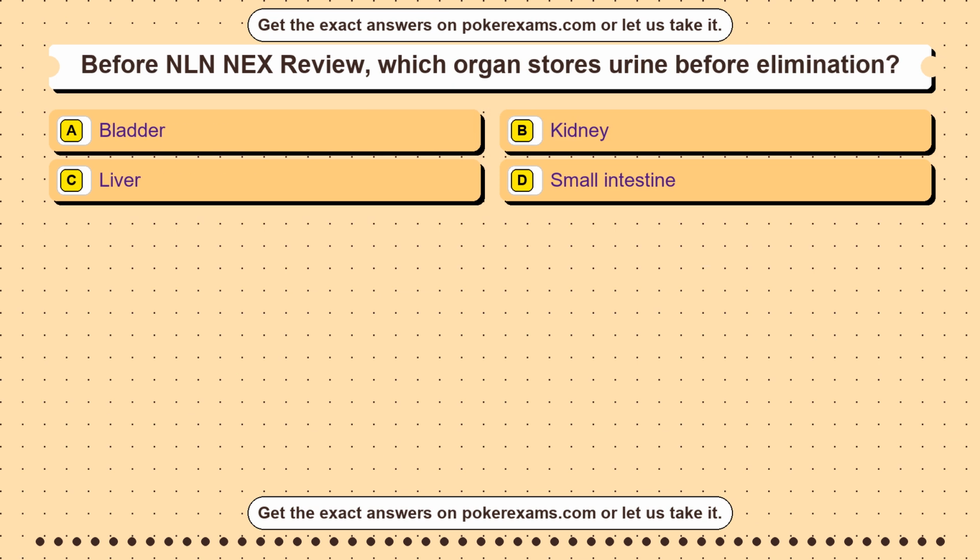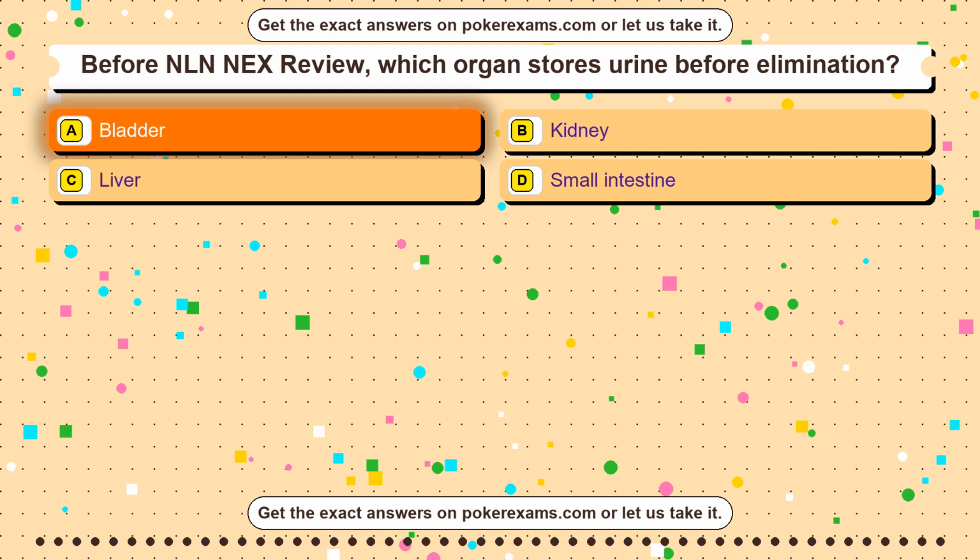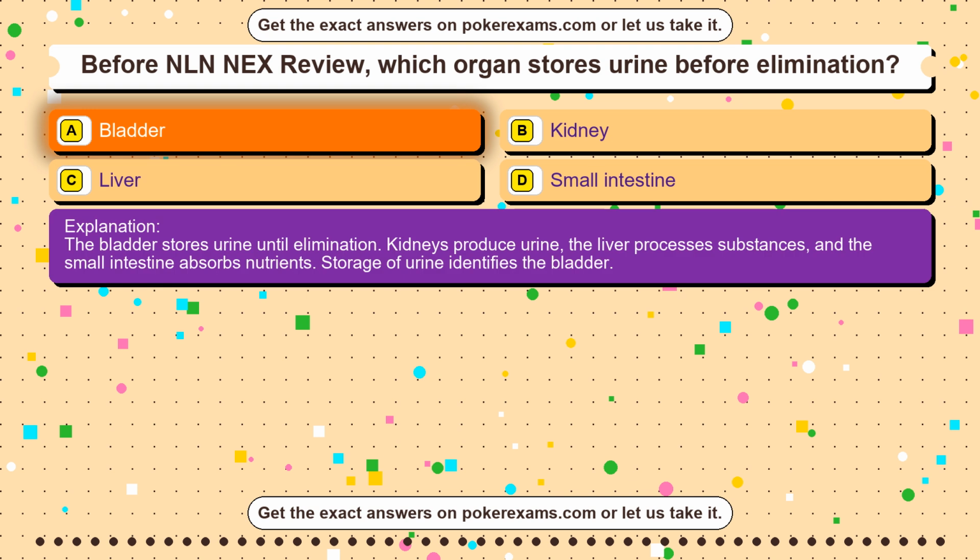Question 45. On the GED reading practice test, which word signals contrast? Option A, however. Option B, because. Option C, also. Option D, first. The correct answer is option A. However signals a contrast between ideas. Because signals cause, also adds information, and first shows order. Transition words reveal relationships in passages.